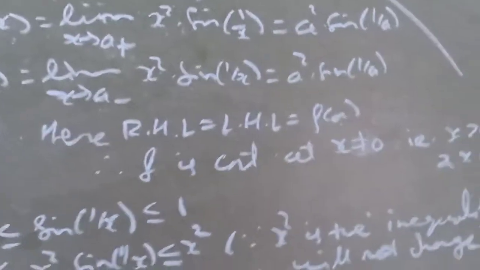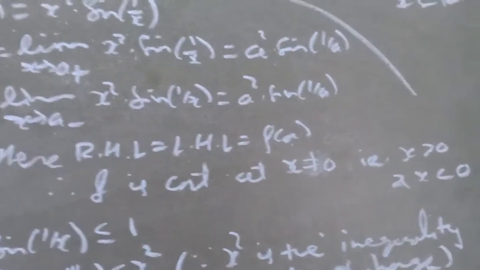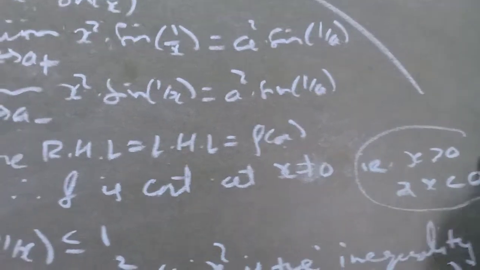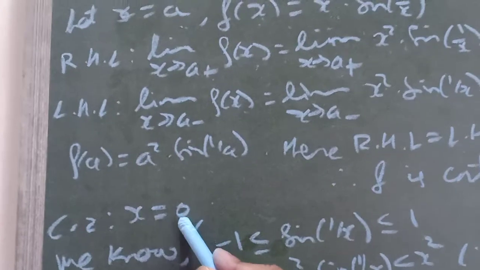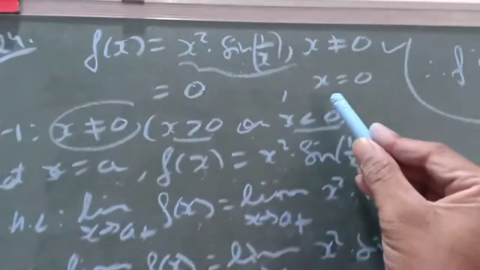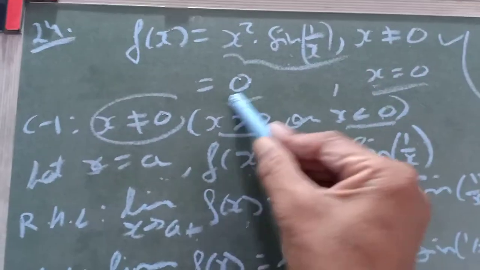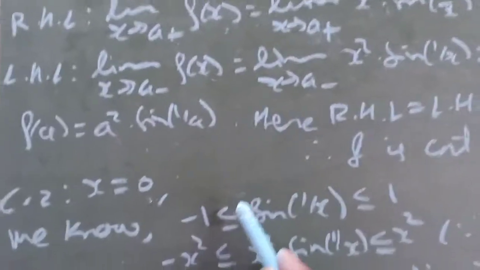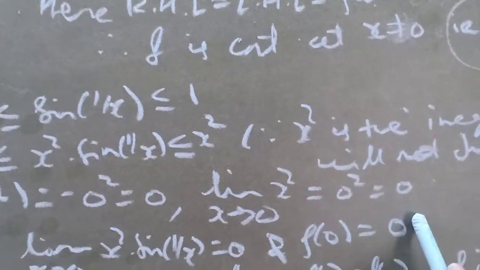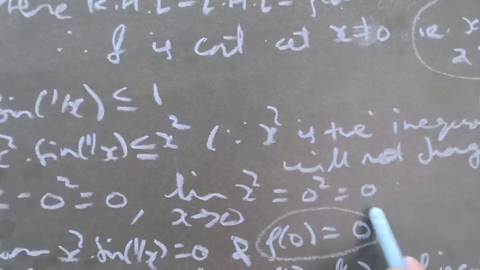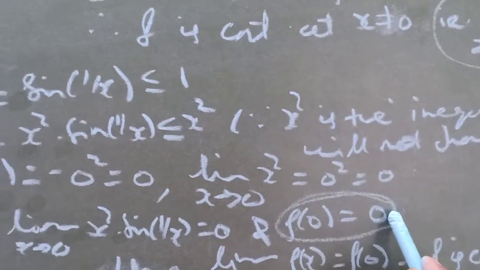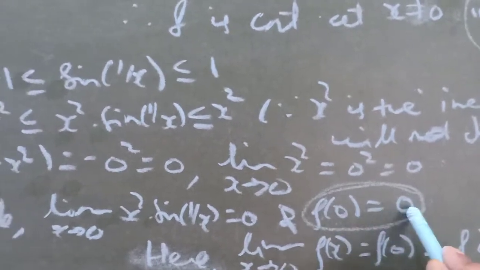Therefore the function is continuous at x not equal to 0, meaning x is either greater than 0 or less than 0. Now case 2, for x equals 0. When x equals 0, what is the function? f(x) is equal to 0, which we already know. So f(0) is equal to 0. The value of the function at x equals 0 is f(0) = 0.